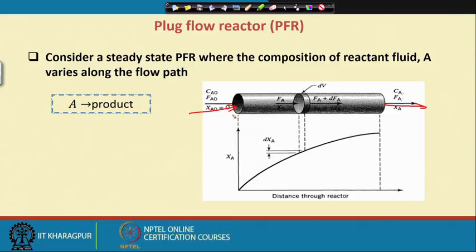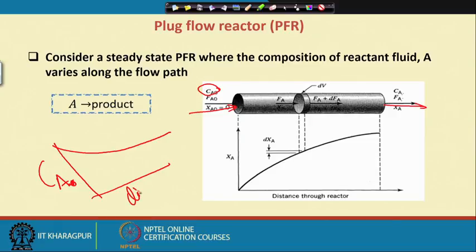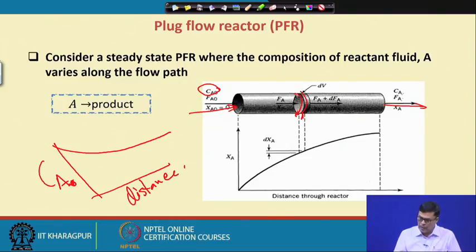Now, when it passes like this, the concentration of C A keeps on changing. So, if you make a profile, you find the concentration C A keeps on changing with respect to distance. So, for the analysis of the plug flow reactor, we shall have to assume a differential segment in the reactor, a small segment, and we can do the material analysis across the segment. Let us assume F A, the moles of A entering here, and what is going out is F A plus d F A. And the volume of this segment is d V.